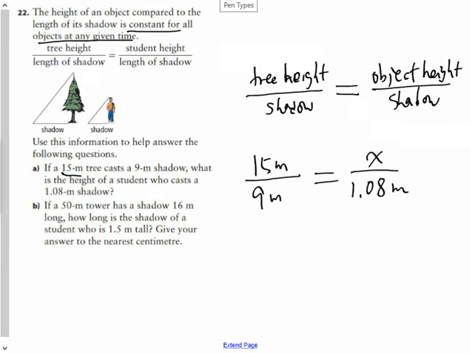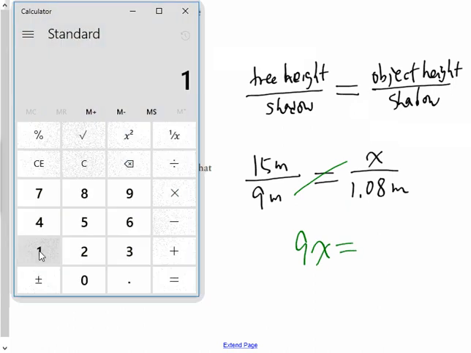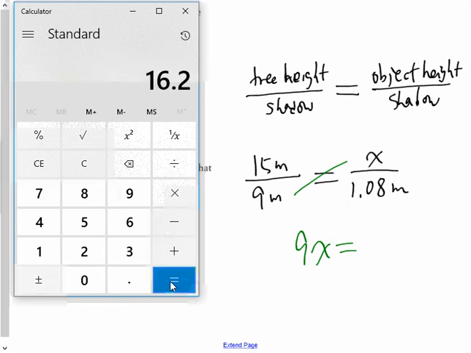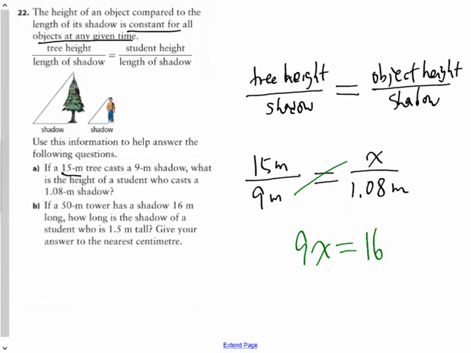I could figure out the ratio for 1 meter of shadow and do the unit rate of that tree. But the most effective method is to say 9x equals the product of 15 and 1.08. 15 multiplied by 1.08 is 16.2.